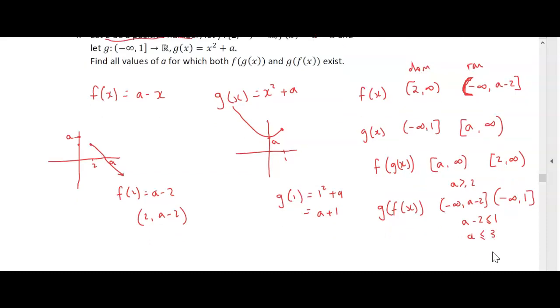So A has to be greater than or equal to 2 and less than or equal to 3. So if we're writing that as one condition, A is greater than or equal to 2 and less than or equal to 3. All right, so quite a tricky question, although I like that one. It's good. All right, I'll leave the video there and then I'll do another one for the next section.